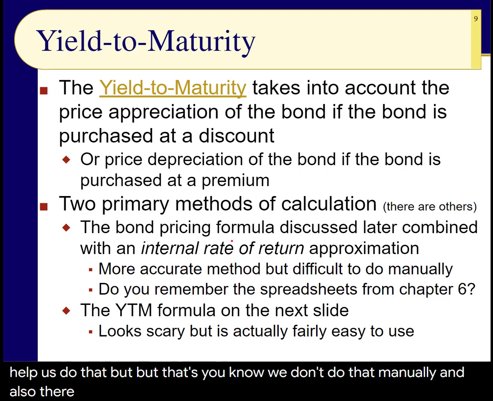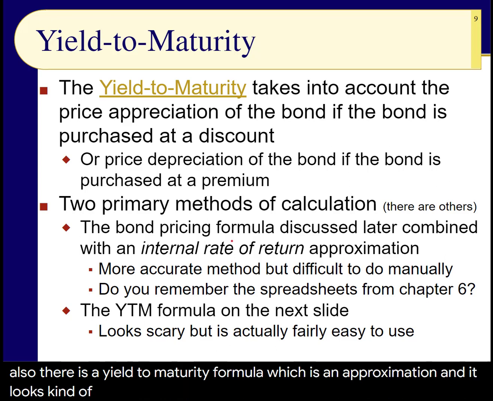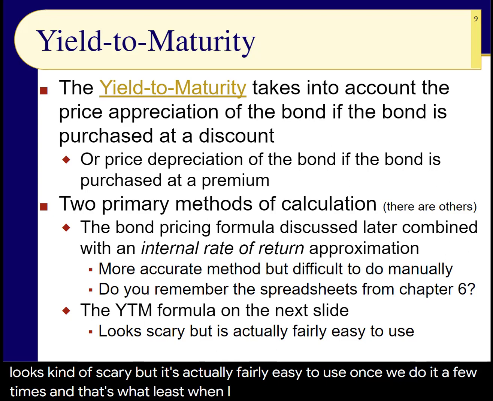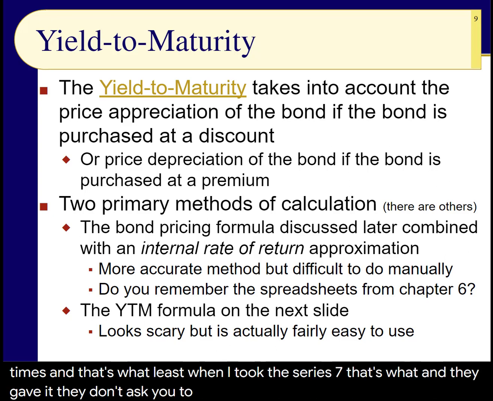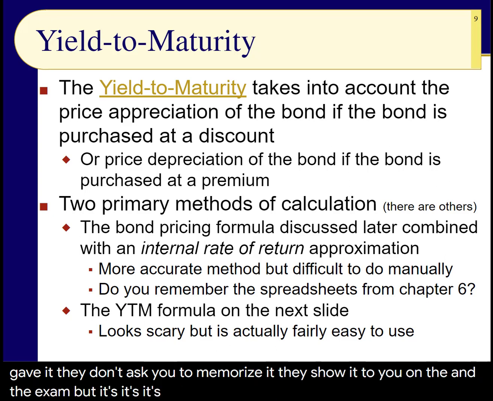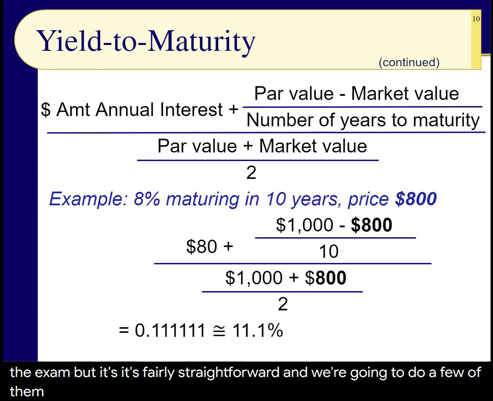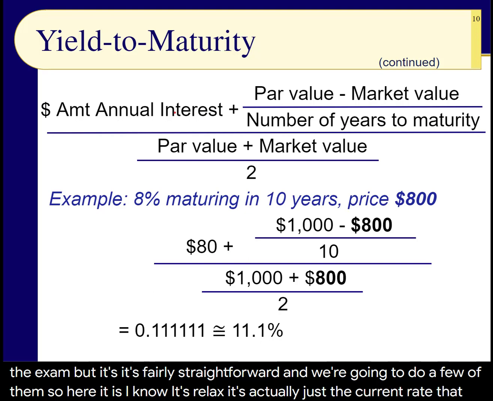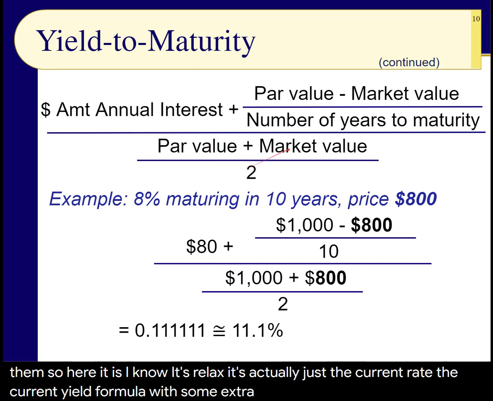And also there is a yield to maturity formula, which is an approximation, and it looks kind of scary, but it's actually fairly easy to use once we do it a few times. At least when I took the Series 7, they don't ask you to memorize it, they show it to you on the exam, but it's fairly straightforward, and we're going to do a few of them. So here it is. I know, scary. Look at all those numbers. Relax, relax. It's actually just the current yield formula with some extra stuff thrown in.